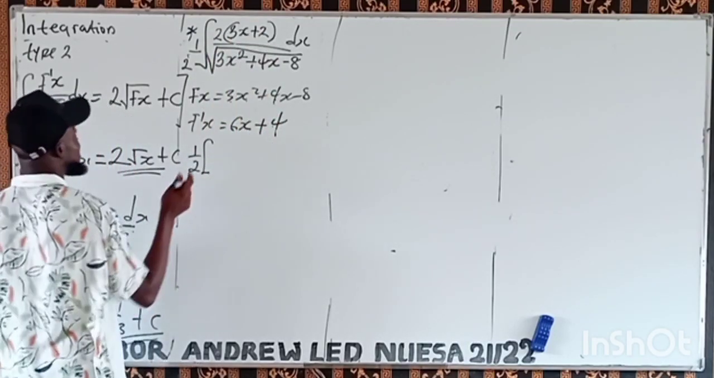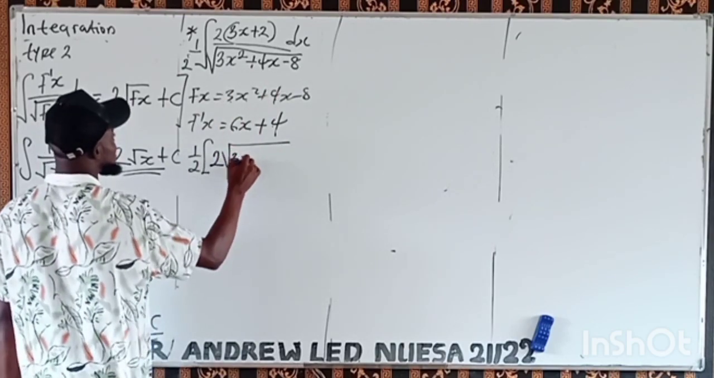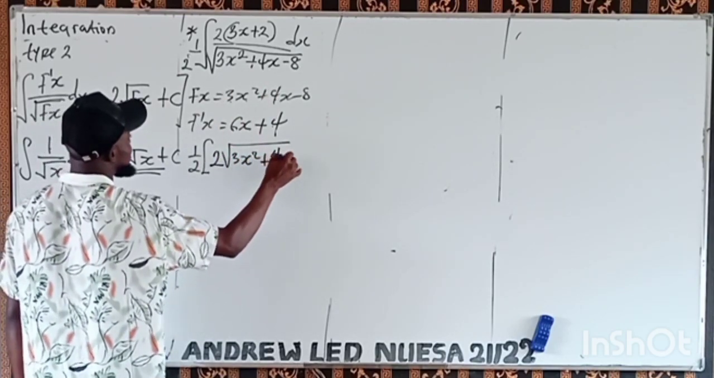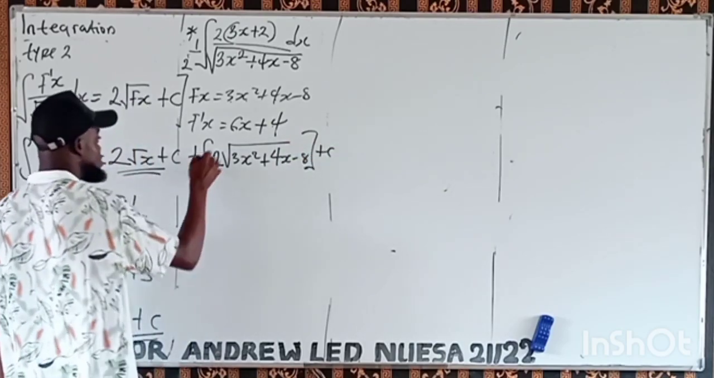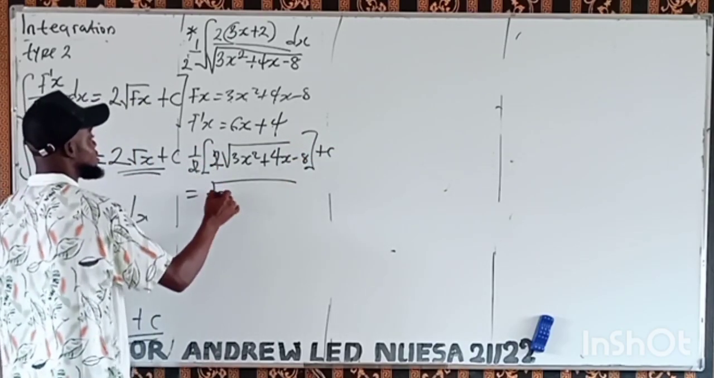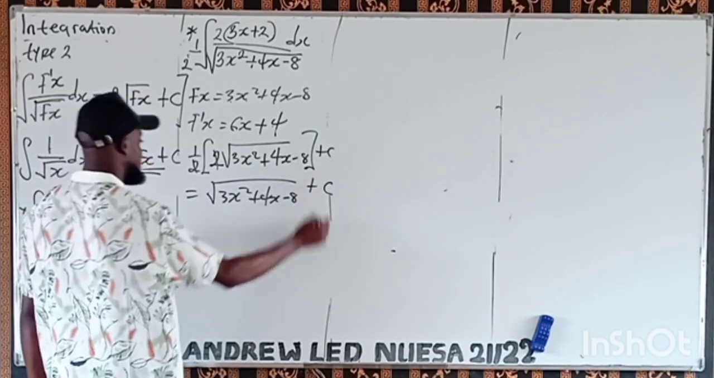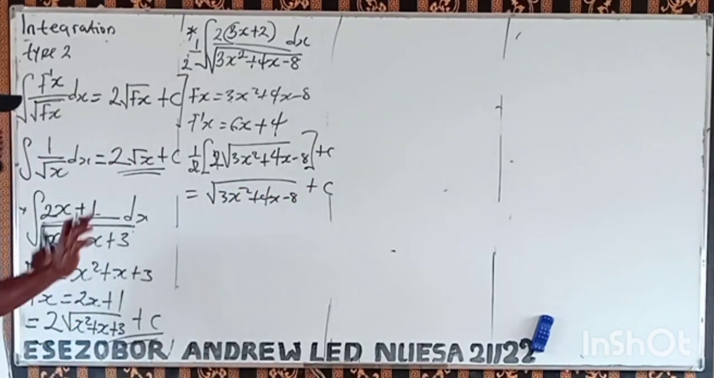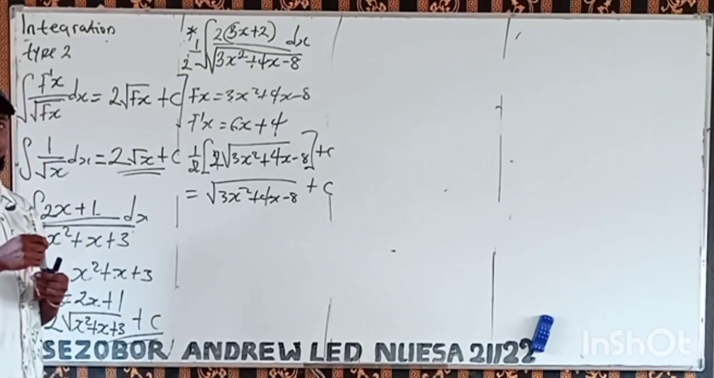Then at the end of the day, we now say okay, the answer will be 2 roots of this denominator, which is 3x squared plus 4x minus 8, then plus c. So this thing will cancel 2. We have root of 3x squared plus 4x minus 8 plus c. That's what I'm going to have as a final answer. Remember we did that before. Now let me give you a very short way to do this.